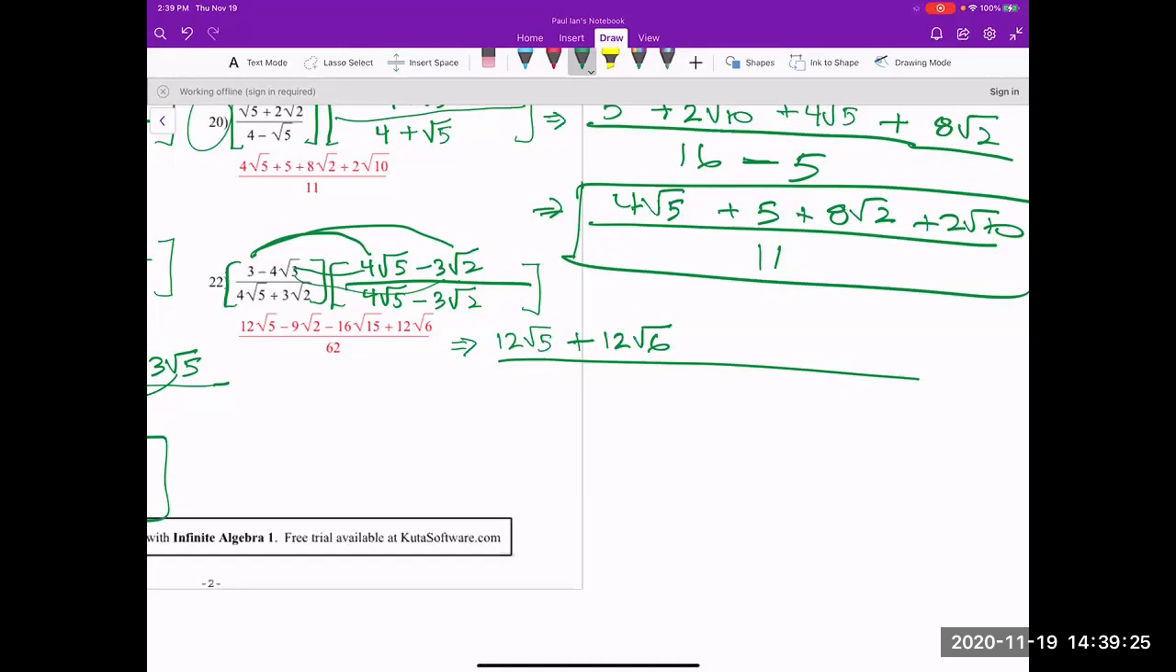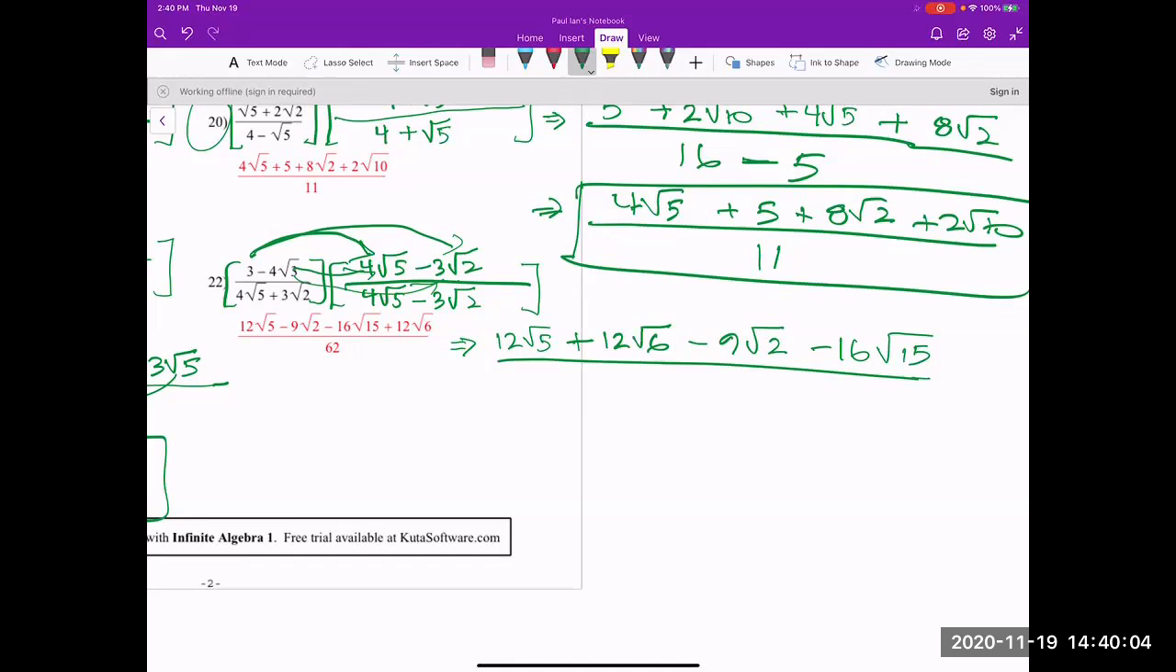-9 root 2. Yeah. And then what's the other one? Plus 12 root 6. We have that one already. There's another one. Plus 16 root 15. Is it plus 16 or -16? Negative. Okay, -16. The best way to do these is just draw these arrows. When you draw these arrows, you won't miss anything.